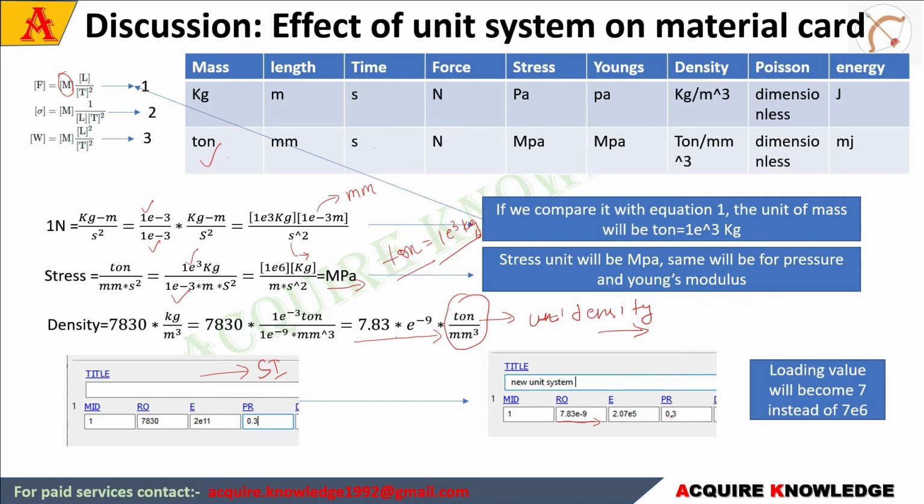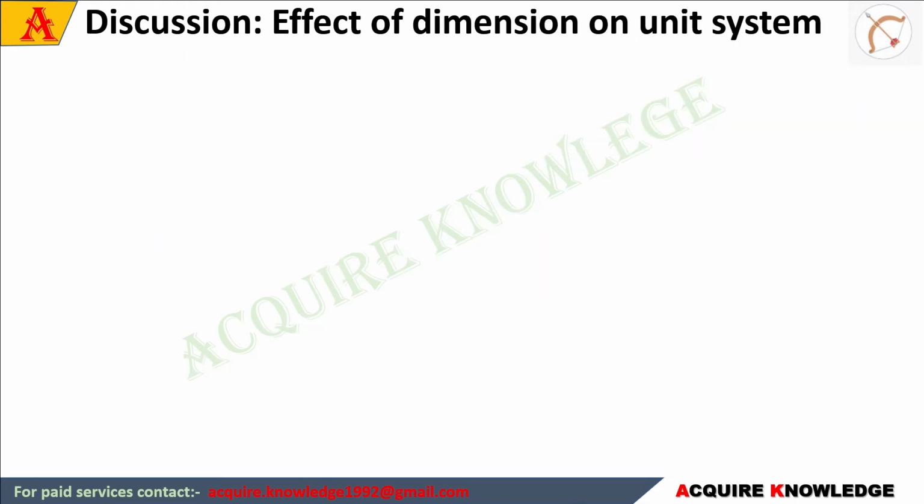And Poisson's ratio is dimensionless, so it will remain 0.3. Now, in the main model, we were applying a value of 70 e to the power 5 Pascal. That was the pressure loading. So when we apply the same loading in the current unit system, we have to only enter a value of 7. Okay. We should not enter a value of 7 e to the power 6. We have to enter a value of 7. It will automatically interpret that 1 MPa unit system the user is planning to work with.